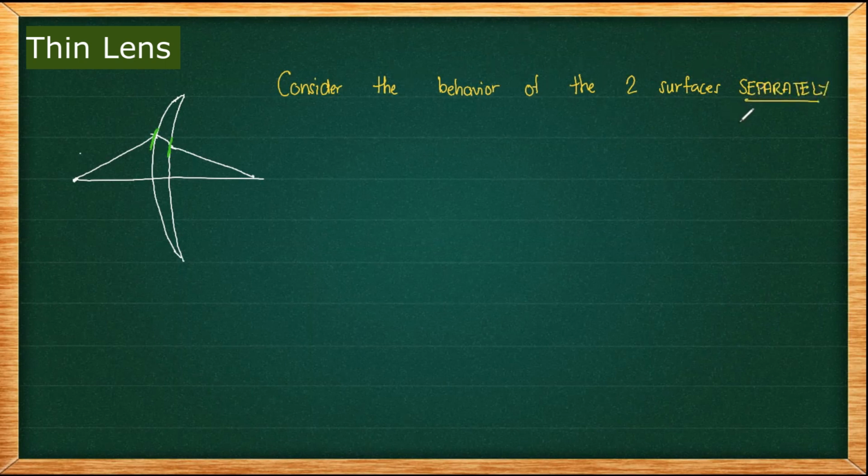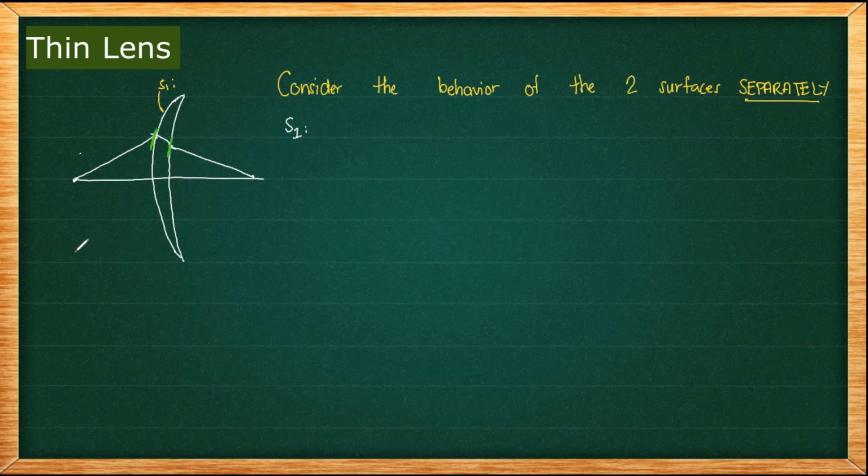Okay. Now, let's consider surface 1. For surface 1, what we have is just a spherical refracting surface, right? Actually, for both, we have spherical refracting surfaces.